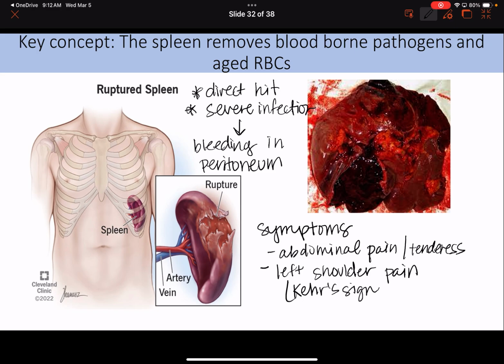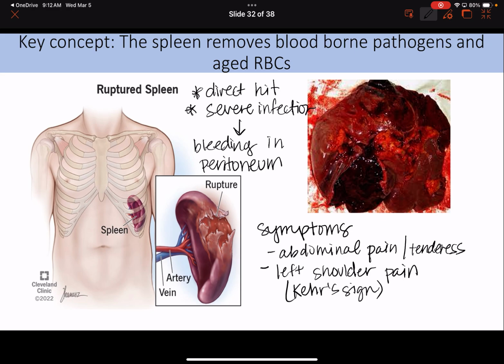And so what is that word? We brought it up before, where you have an internal issue and the pain shows up on some other external site on the body. Referred pain. So Kehr's sign is a form of referred pain where you have bleeding in the peritoneum, but it causes left shoulder pain. And right at the tip of the left shoulder is Kehr's sign. So anytime you have blood in the abdomen, you should have that Kehr's sign, that left shoulder tip pain.